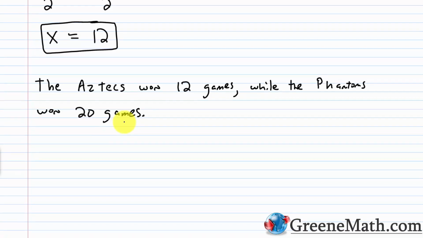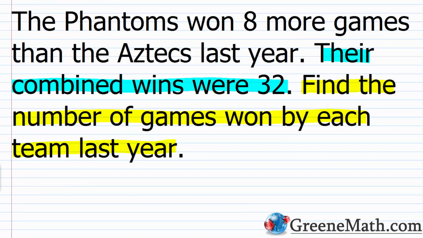So now you've answered your word problem. And you just want to read back through the problem and make sure that your answer makes sense. So the Phantoms won 8 more games than the Aztecs last year. Well, yeah, the Phantoms won 20 games. The Aztecs won 12. 12 plus 8 is 20, so that checks out. Their combined wins were 32. 12 plus 20 is 32, so that checks out also. So it looks like we have the correct answer. Again, the Phantoms won 20 games and the Aztecs won 12.